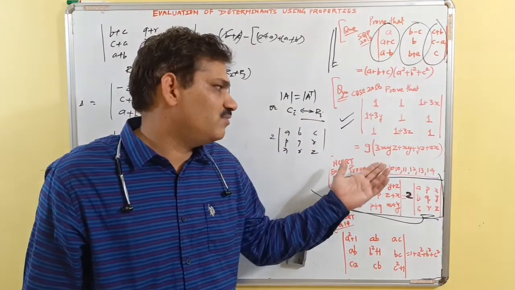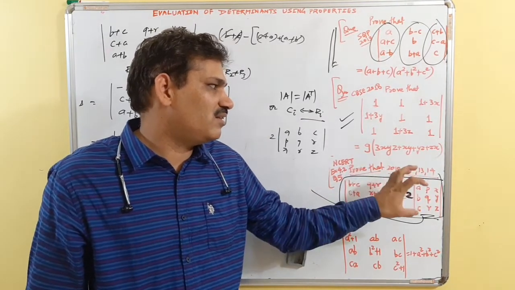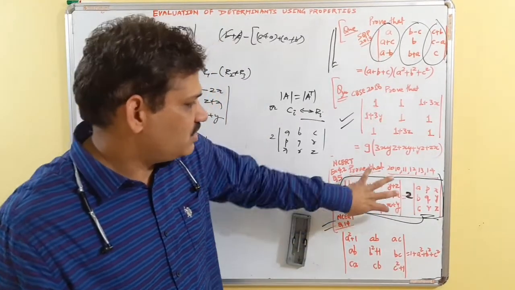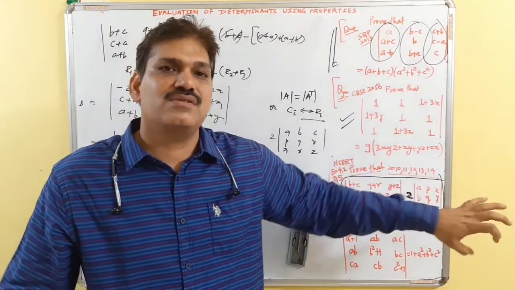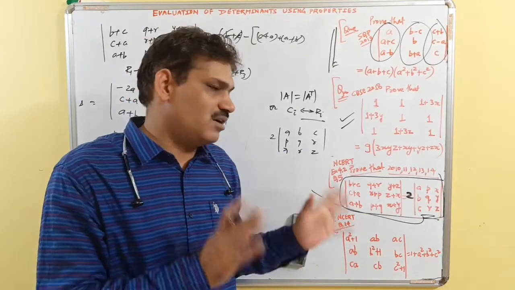So this is a question which was asked in 2010, 11, 12, 13, 14 with small changes. Sometimes it was this transpose, sometimes that one. So this is how the question is asked.